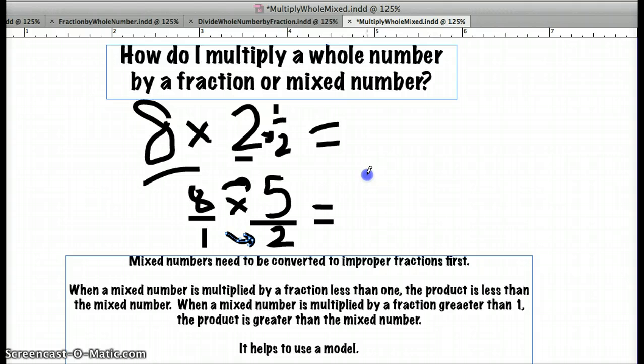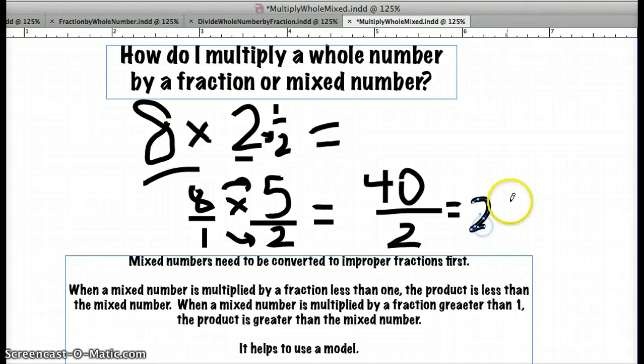8 times 5 is 40. 1 times 2 is 2. Now, multiplication and division are inverse operations, so now our improper fraction is 40 halves, which is the same as 40 divided by 2. Our new product here would be 20.